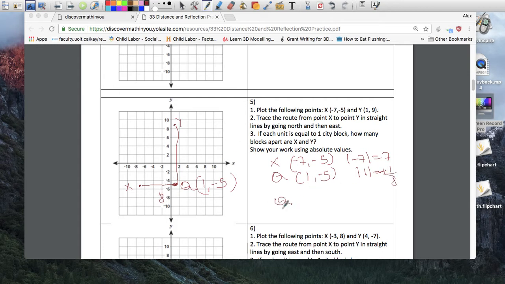Now let's go Q to Y. Q is 1, negative 5 again. Y is all the way up there, 1 and 9. But they're both 1 to the right, but one is 9 floors up from the x-axis, the other one's 5 floors down from the x-axis. So absolute value of negative 5 is 5. Absolute value of 9 is 9. That gives me 14. So this distance up and down here is 14, right? So I want to find the distance between X and Y, going straight lines, going west, east, and then going north. It would be 14 plus 8. And 14 plus 8 gives me 22.